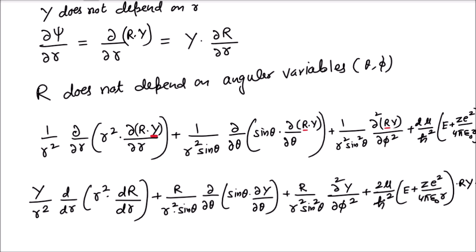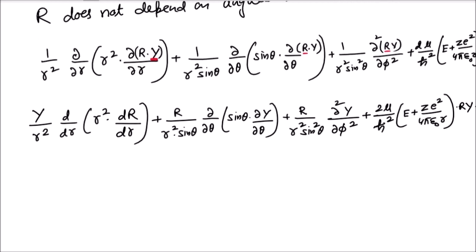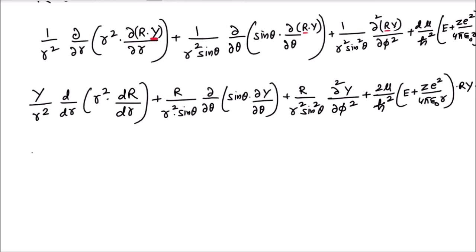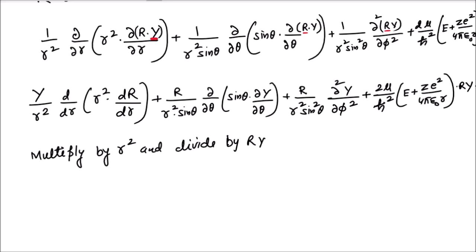Now multiply the whole equation by r square and divide by R Y, and then we can separate them into radial and angular parts.